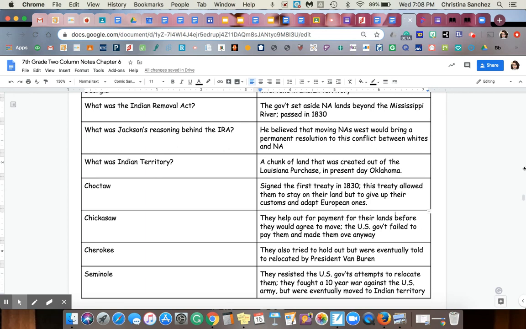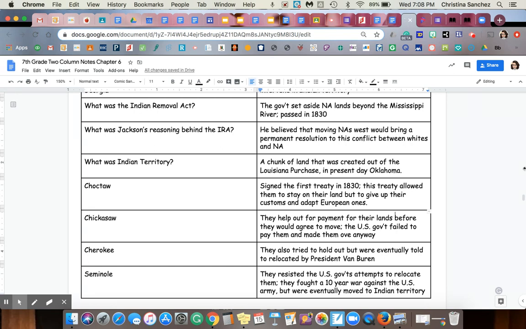Now, you have to remember, Jackson grew up on the frontier. He was used to the fact that Native Americans and whites constantly had conflicts and were bickering over land. So he personally felt that this was what was needed to be done in order to solve this problem. So he decided to have Native Americans removed from their lands in the South and put into Indian Territory.